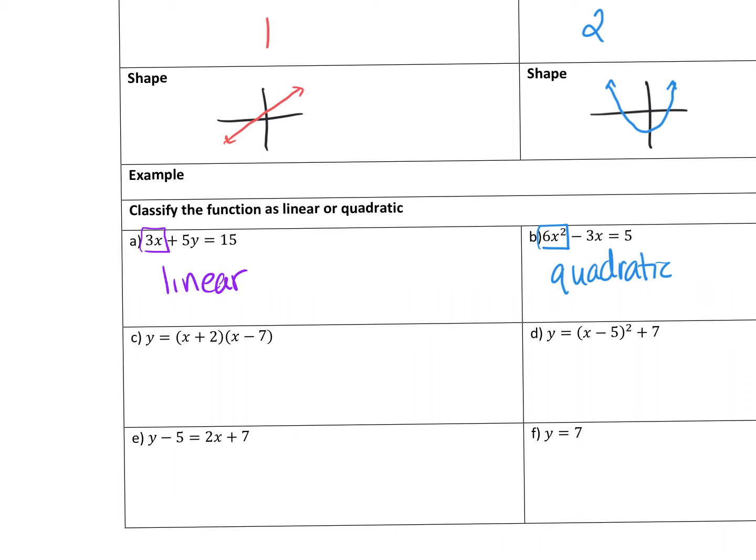Notice here, you have 2 terms. You have an x and an x. And what's going to happen here is because you're multiplying these 2 terms, when you distribute, like here, x to x, you're going to get an x squared term. And because you're getting that x squared term, this here is a quadratic.